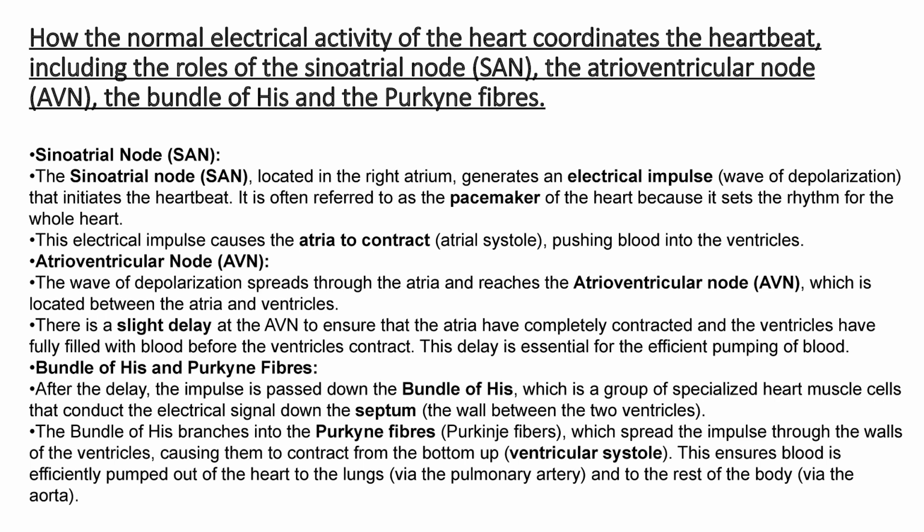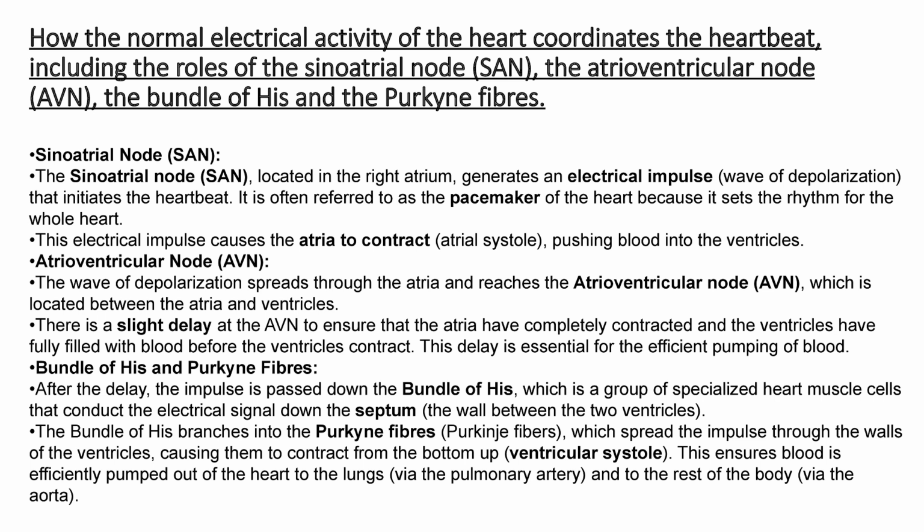Bundle of His and Purkinje fibers. After this delay, the impulse is then passed down the bundle of His, which is a group of specialized heart muscle cells. These conduct the electrical signal down the septum. Now, remember what the septum is. The septum is the wall between the two ventricles that separates the left side of the heart and the right side of the heart. The bundle of His further down branches into Purkinje fibers, which spread the impulses through the walls of the ventricles and cause them to contract from the bottom up.